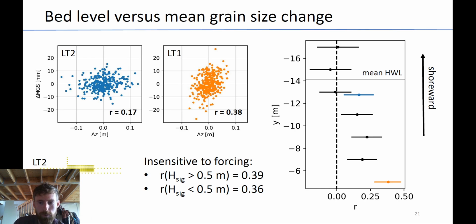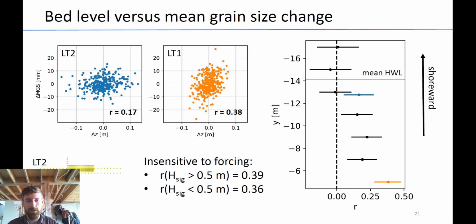Something else that was interesting is that this result appears to be insensitive to the forcing. If I carry out this analysis again, but based on some forcing threshold, here I've picked a significant wave height of 0.5 meter, and compute correlation coefficients on either side of this threshold, I get effectively the same value. And this holds true if I change the threshold, as well as if I use something different like the wave steepness.